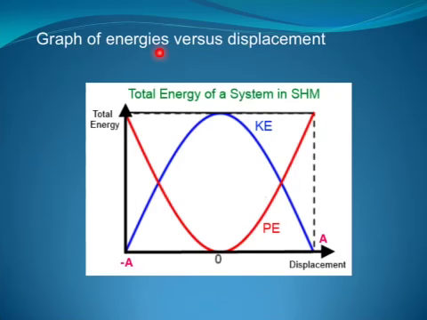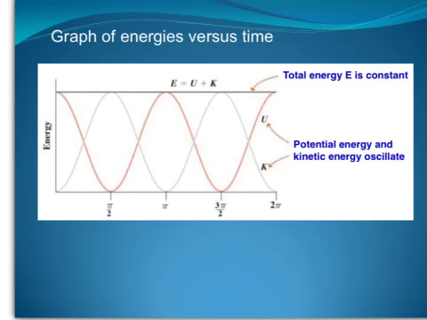Graph of energies versus displacement for a system in simple harmonic motion. You can see that when potential energy is maximum, kinetic energy is zero, and vice versa. When kinetic is maximum, potential is zero, but the total energy in the system is constant. This graph is more of the same, showing the constant exchanges between potential and kinetic, while the total energy stays the same.